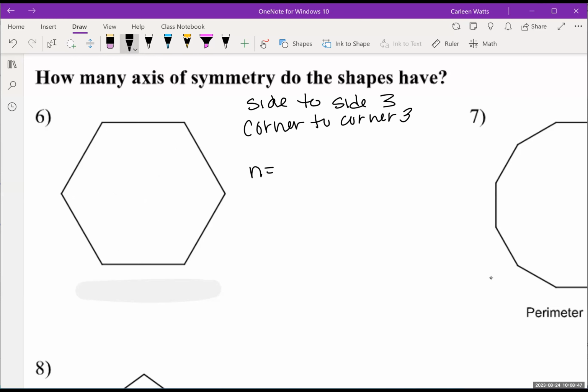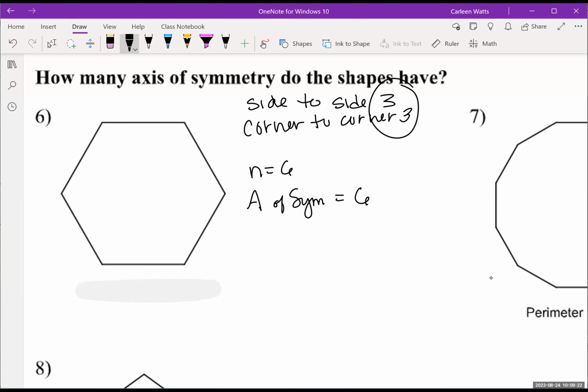N is the number of sides of the polygon. What is N? No, you were close. What is N for this polygon? 6. N is a variable that represents the number of sides. Okay, so N equals 6. How many axes of symmetry do we have? 6, right? 3 side to side, 3 corner to corner.